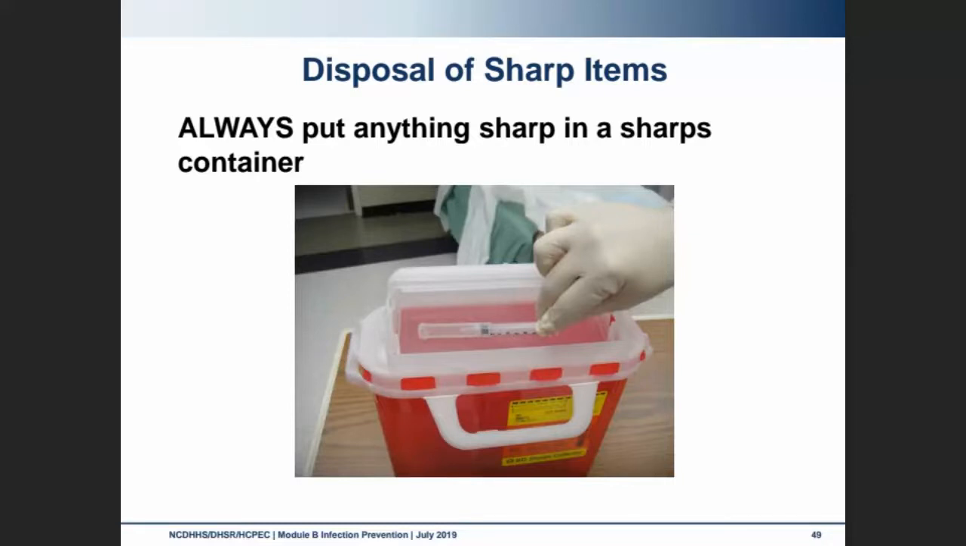You never ever try and just cram one more needle in there, and you never overfill a sharps container. There's going to be a mark on the side of the container that shows full. It's always going to be 3/4 full. You never overfill it. You dispose at that point.